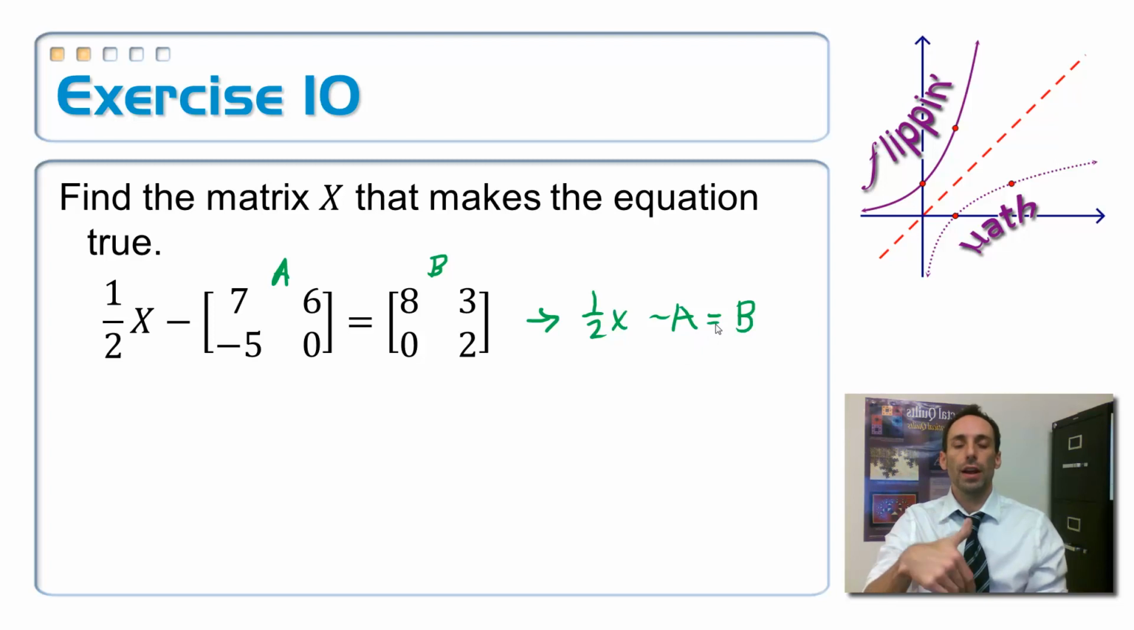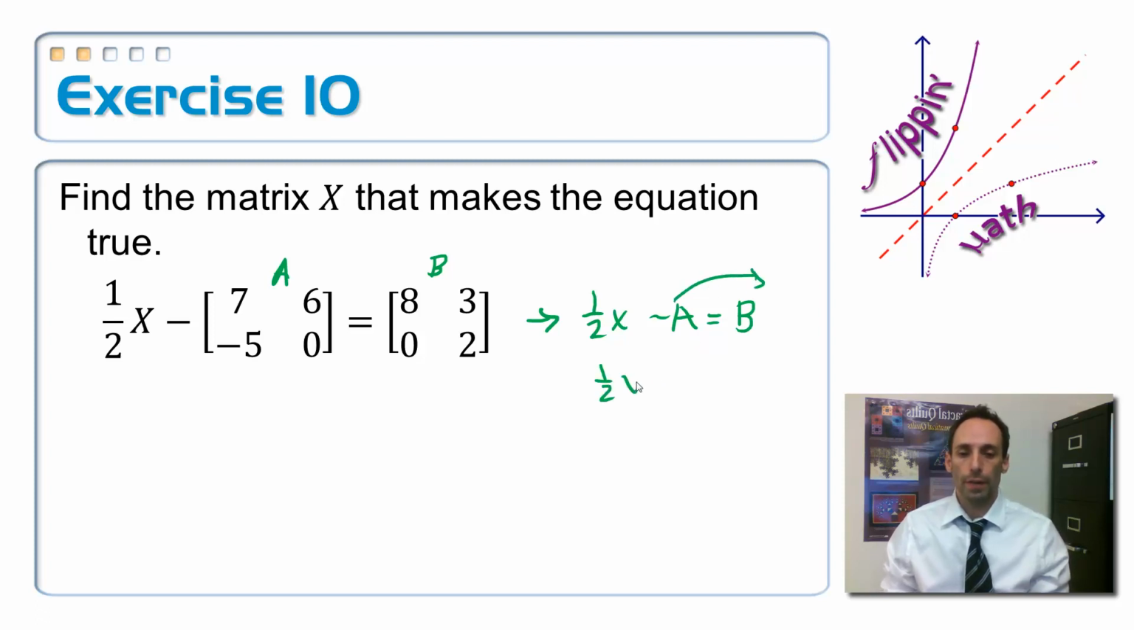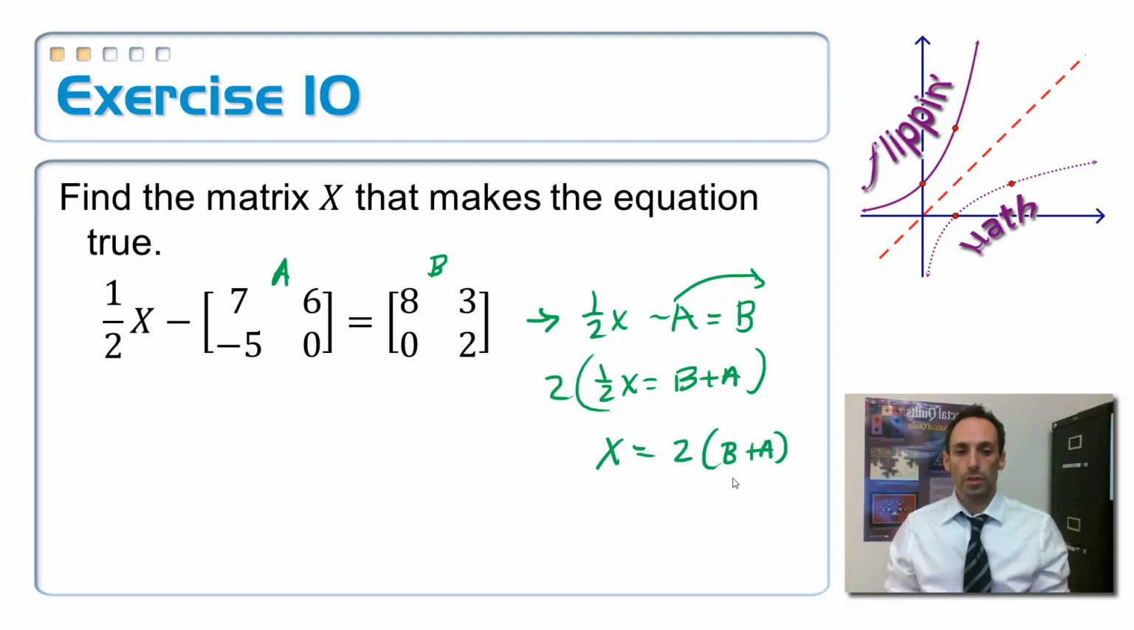And let's solve this for x to see what I'm supposed to do with A and B in order to find the answer. So of course I need to add the A over. So 1/2 x equals B plus A. And then I'm supposed to multiply by 2 so I can get rid of the 1/2. So I have x, what I'm looking for, should be 2 times B plus A. So let's go ahead and add our 2 matrices together and then double the result.